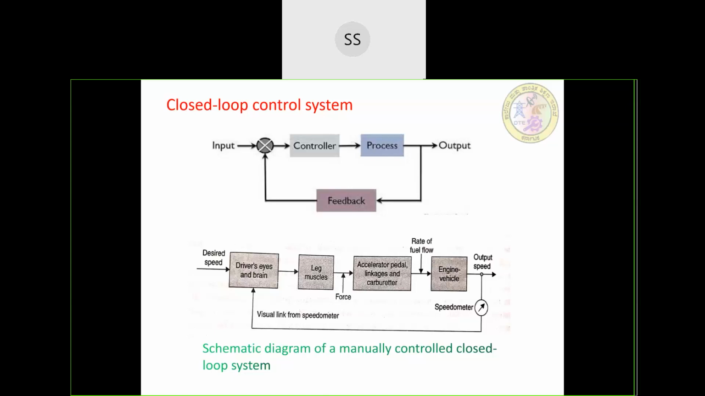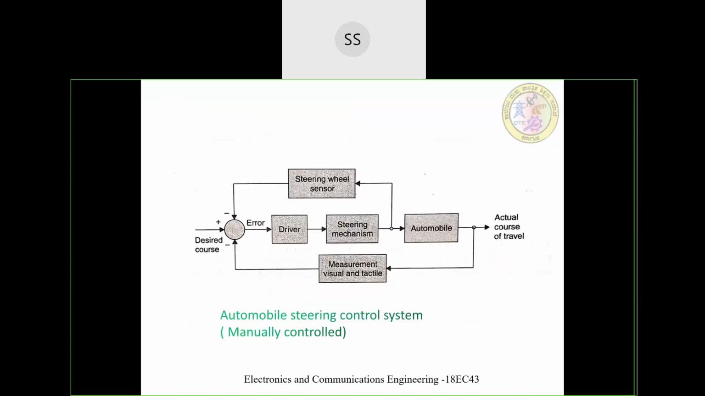Whether to reduce the force or increase the force. So this is an example of a manually controlled closed loop system, and in day-to-day activity we experience this also whenever you're driving in any automobile. So here is another block diagram showing an automobile steering control system. This is also an example of a manually controlled system.